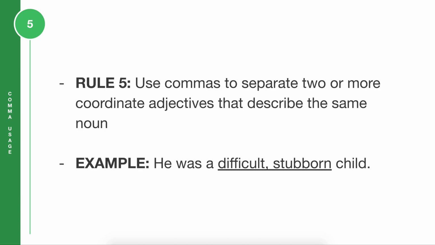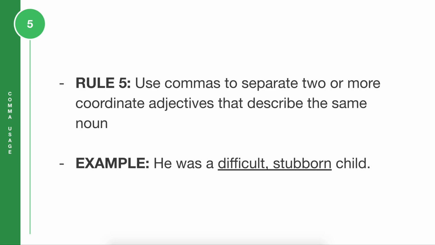Now, rule number 5, use commas to separate 2 or more coordinate adjectives that describe the same noun. So coordinate adjectives are adjectives that describe the same word and they work together. The best way to determine whether or not they are coordinate adjectives is if you have 2 descriptive words, 2 adjectives, and you can put the word and between them and the sentence still makes sense, well, then you need a comma there.